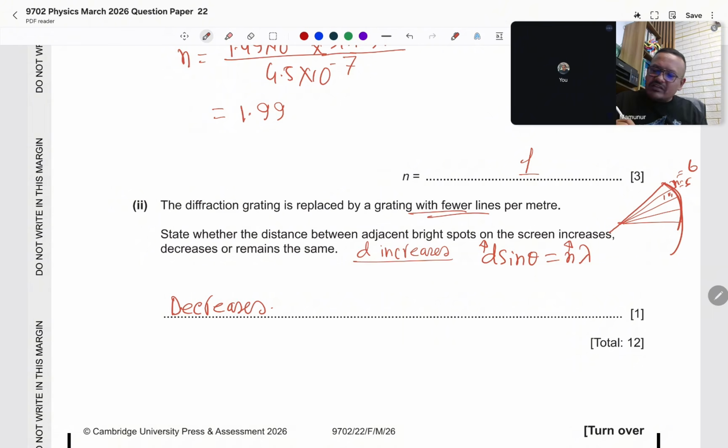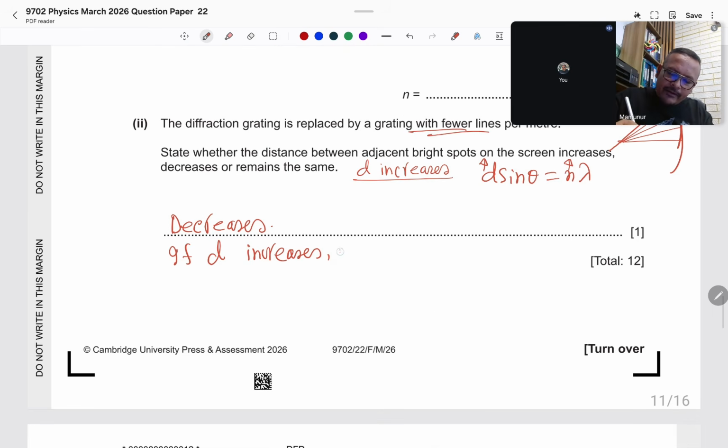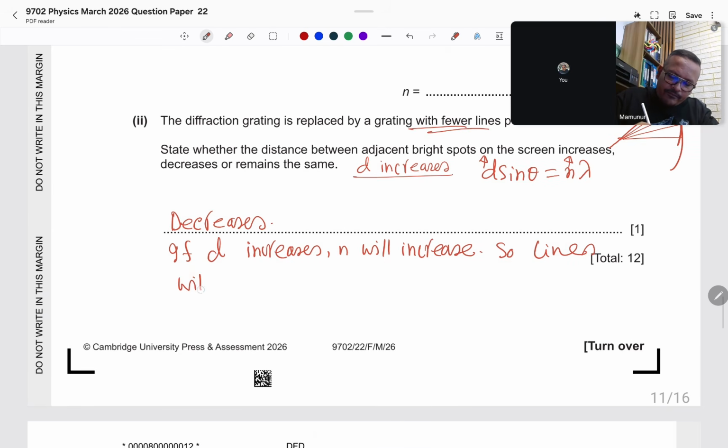For the explanation, you can write as well: if d increases, n will increase, so the lines will be closer. Clear? I think you are clear about it.